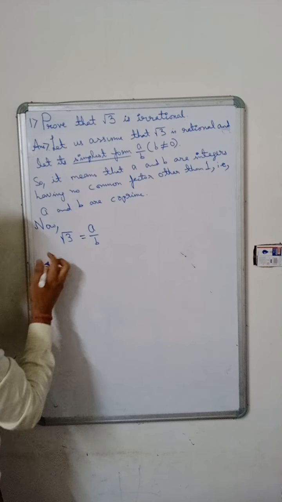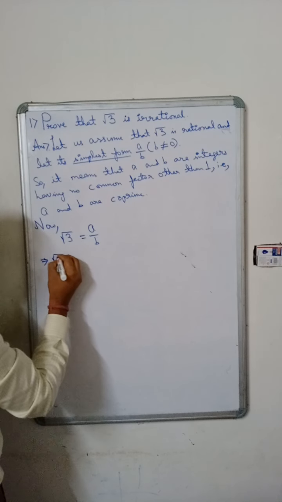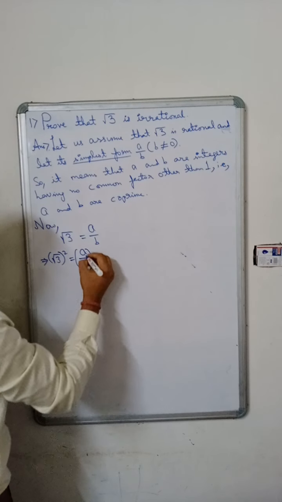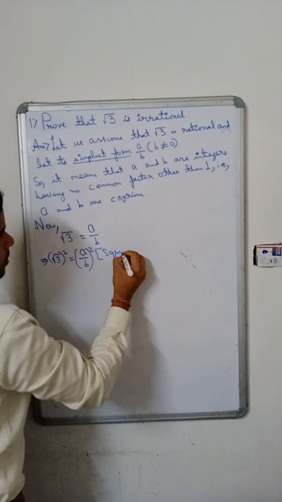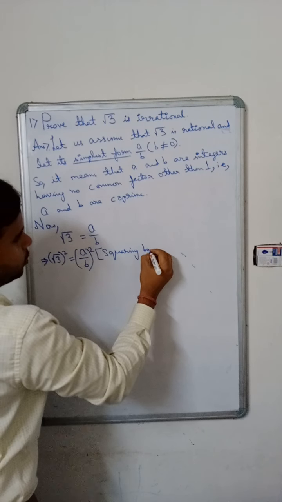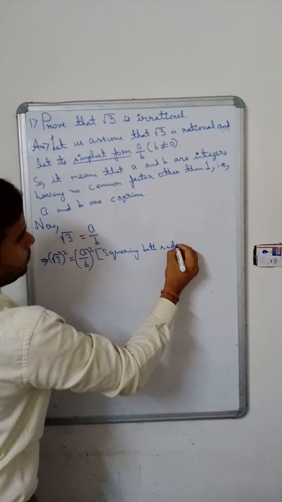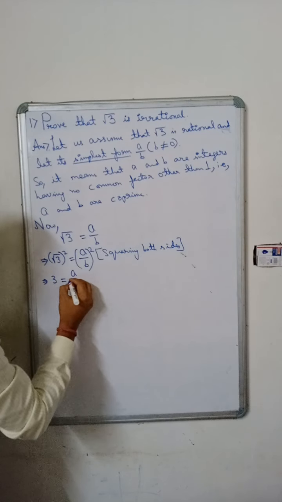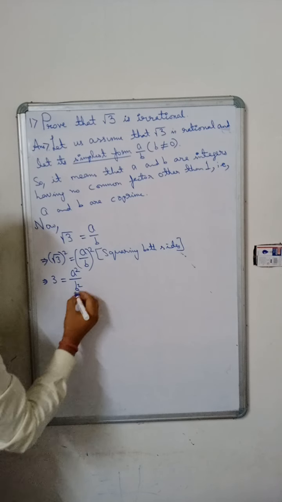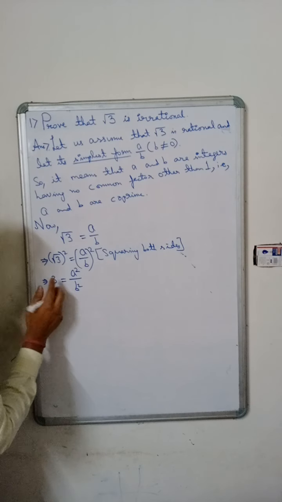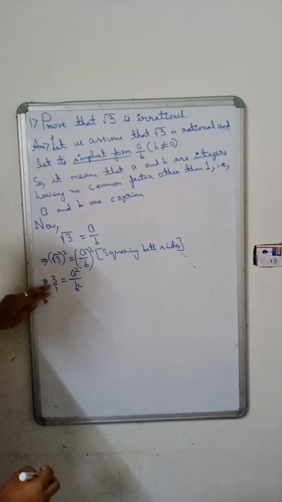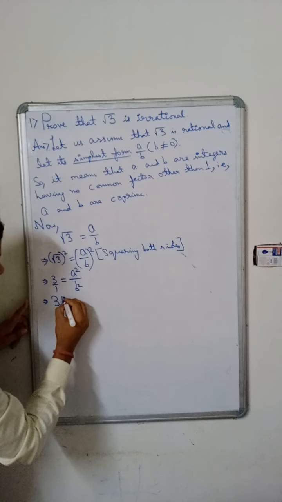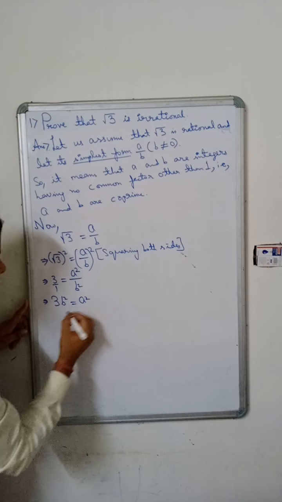So for this, first of all, let us square both sides. Just see each and every step, what I am doing, one by one, line by line. So I am going to square both sides first. After squaring both sides, we are getting 3 equals a square by b square. And then we cross multiply. There is nothing in the denominator of 3, that means 1. If we cross multiply, we will get 3b square equal to a square.